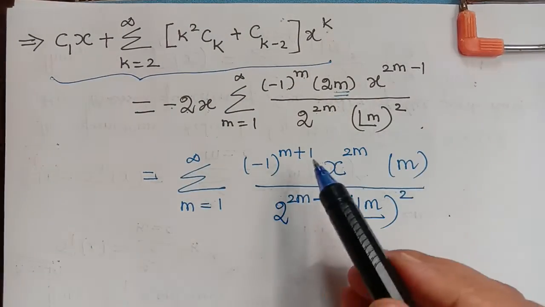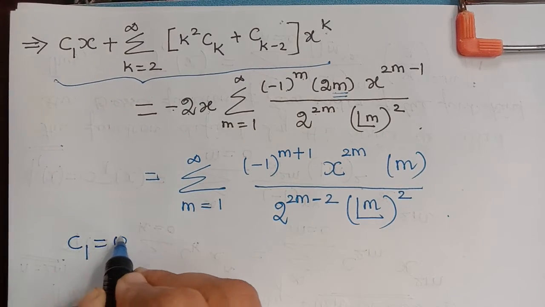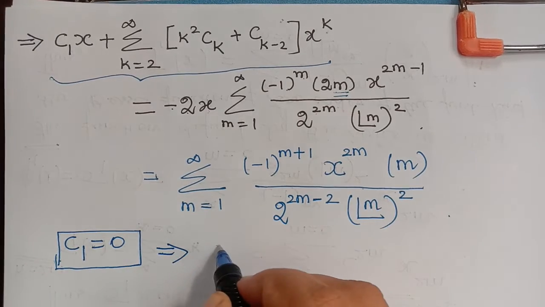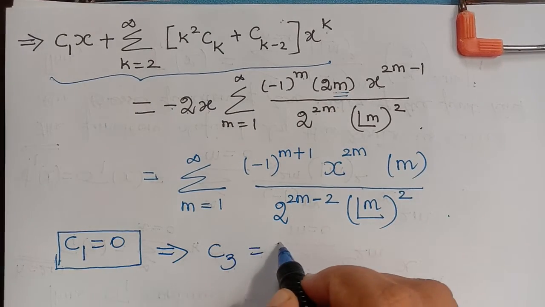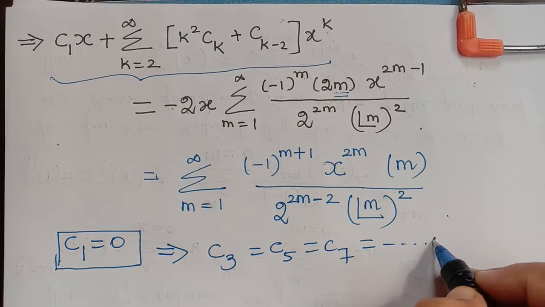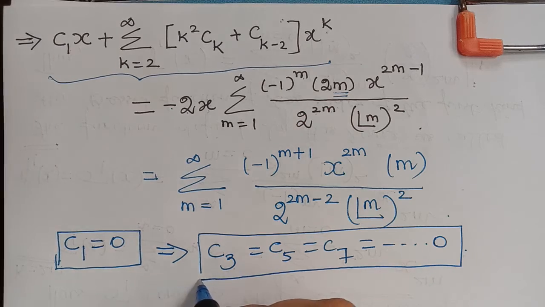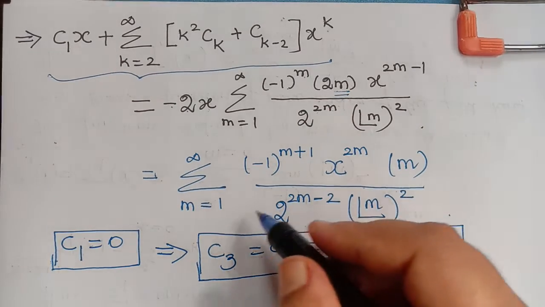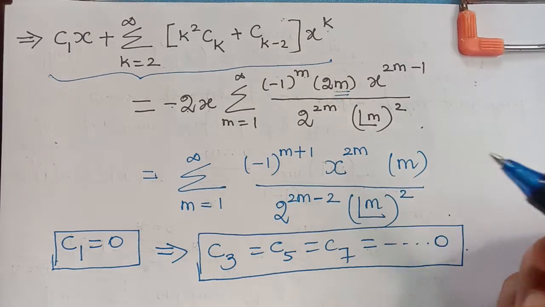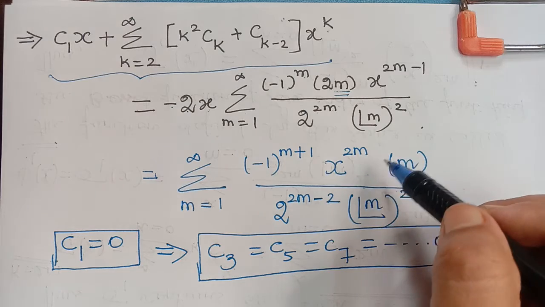Now comparing the coefficients on both the sides, we observe that the value of c1 is equal to 0. And since c1 is 0, this will imply that all the odd powers, c3, c5, c7, will be equal to 0. So from this we see that only the even terms with even powers remain, because the right hand side also has all terms with x to the power 2m, which is an even power.